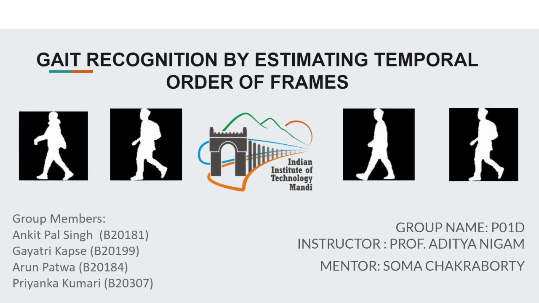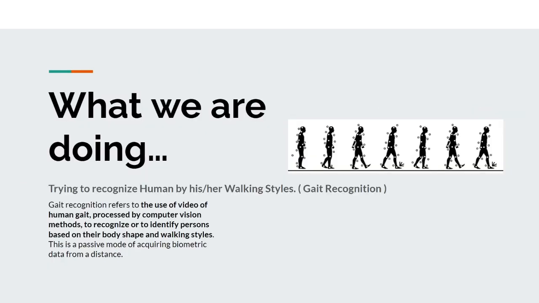Gait recognition by estimating temporal orders of frames. So what are we doing? We are basically trying to recognize humans by their walking style. Identifying individuals based on their gait, or manner of walking, is challenging due to variation in appearance, clothing, and occlusion. Traditional methods struggle with these variations, leading to the need for more advancement.